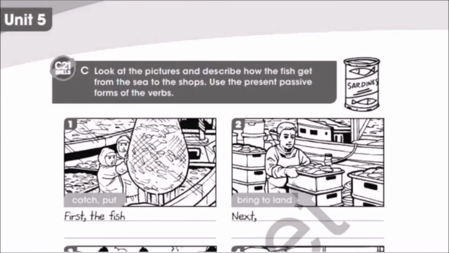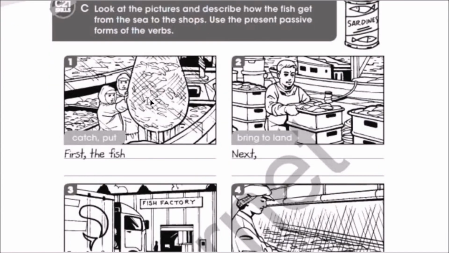Now we have pictures here. They will help you to describe what's happening. You have catch and put, bring to land. You can use them past participle form and make sentences to describe what's happening. You can stop the video, answer it, and then come back and check. Now let's check together. Number 1.